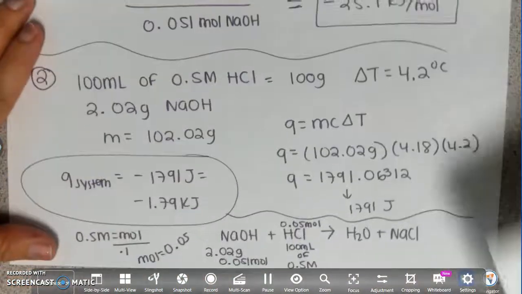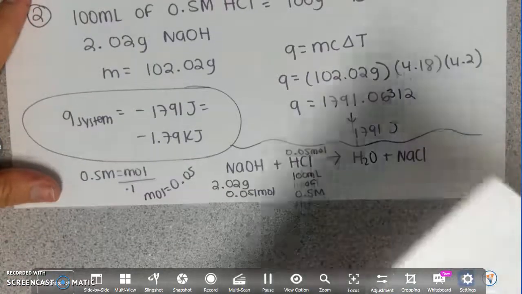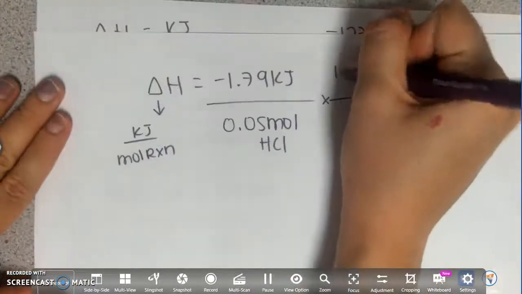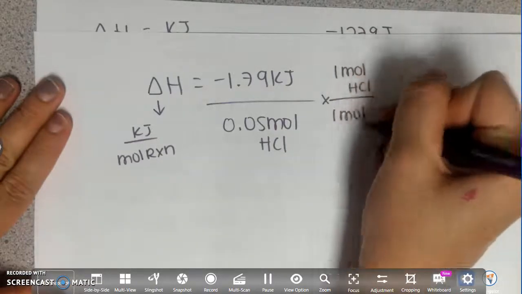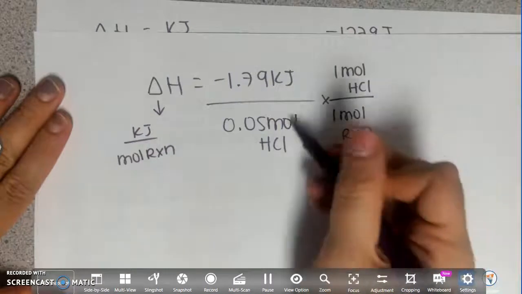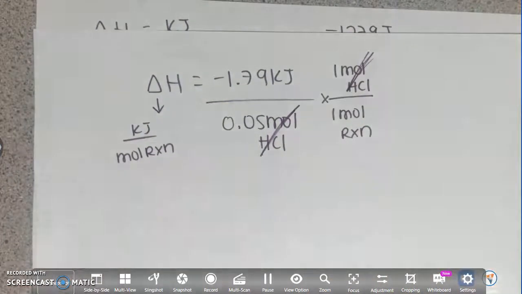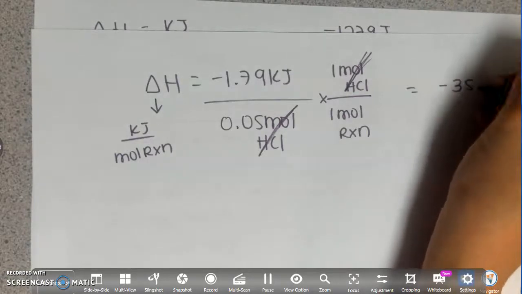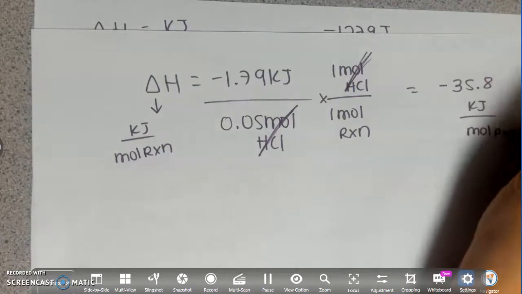So looking at my balanced equation, for every one of these reactions, I have 1 mole of HCl. And so I need to get rid of this unit, mole HCl. I do that by putting up top 1 mole HCl and 1 mole of reaction. Now that cancels that unit out, and I have the units that I want. But make sure you don't forget about the numbers. And so this one would be negative 35.8 kilojoules per mole of reaction.